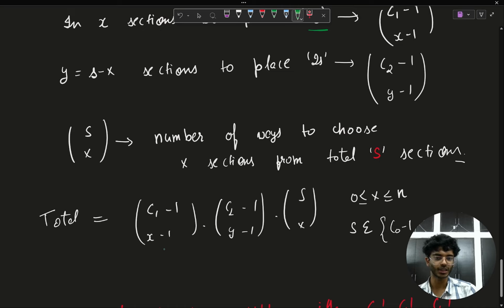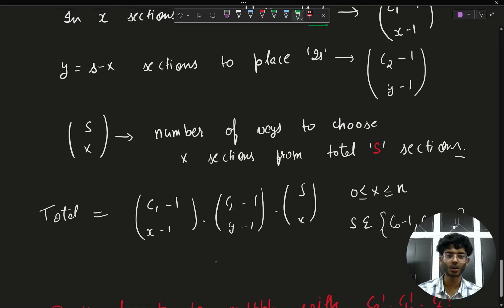Now, what is the total number of possible arrays that we can get? C1 minus 1 choose X minus 1, multiplied by this thing, multiplied by this thing, summed over all the possible values of X, right? And yeah, this is pretty much the whole solution. We need to calculate all of them, and the time complexity would be 3 times O of n, and that's it. We can easily calculate these nCr values by pre-computing factorials and the inverse of factorials, and just using our formula, n factorial upon k factorial into n minus k factorial, right?